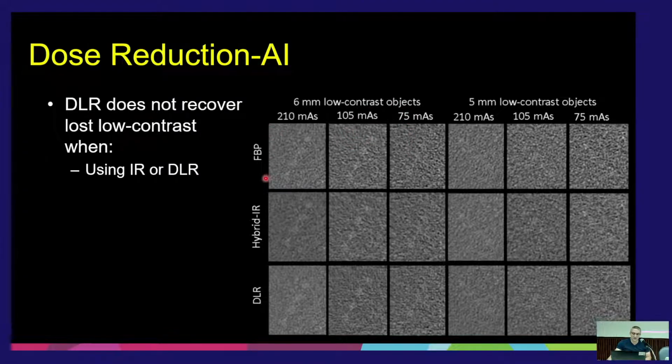And I did it using filter back projection. I used iterative reconstruction, and I used deep learning. So as you go this way down, you can see that the noise does reduce. There's less noise in this than this. And that's true across all of the bottom here.